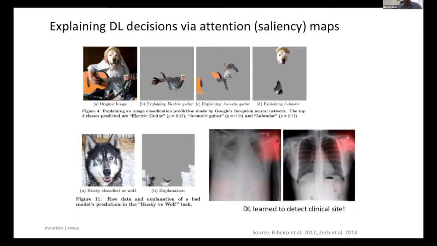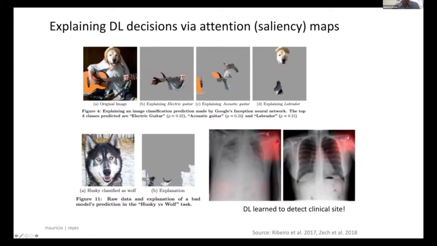And the system was trained to classify different labels, the presence of an acoustic guitar or a Labrador. And you would like to actually audit that decision. So saliency maps, we're going to talk about them in more detail. They help you understand which pixels are actually driving the decision.